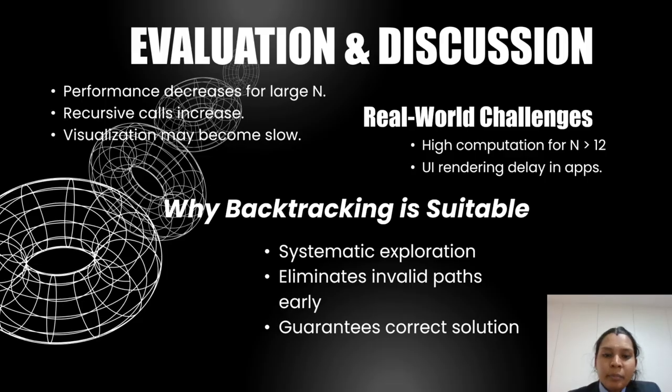Recursive calls increase rapidly, and the visuals may become slow for big boards. However, backtracking is still appropriate because it is a systematic search solution. It avoids invalid paths early. It guarantees correct results. And this makes it ideal for puzzle-based applications.